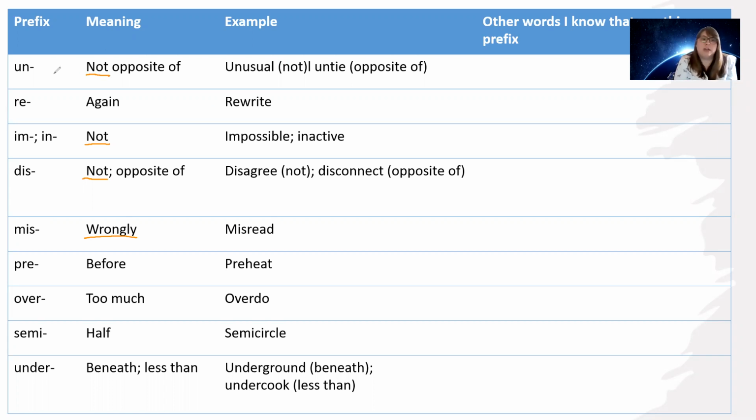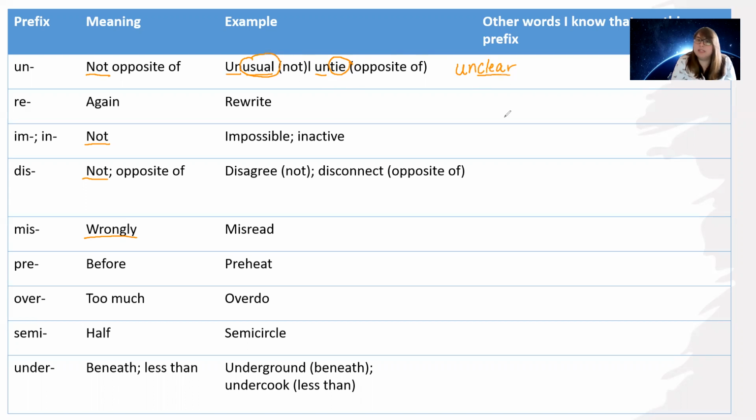So my first prefix that we're going to look at is un, which means not or the opposite of something. So we have words like unusual, which means not usual. I look here and I see that usual is my root word because I've attached un to it. I also see the word untie. Well, I see tie is my root word and un is my prefix. So it literally means the opposite of tied. What other words do you know that include un? So a couple that stand out to me are words like unclear.